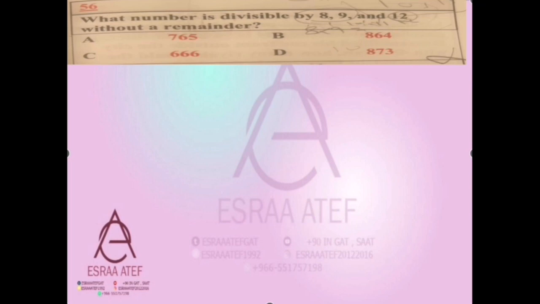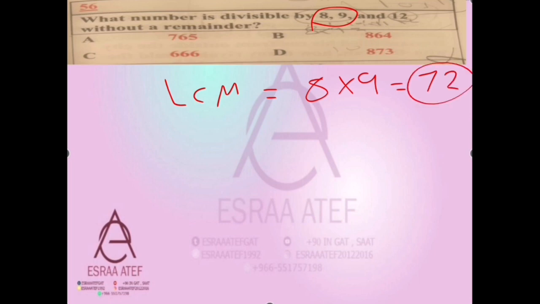Okay, here: what number is divisible by 8 and 9 and 12 without a remainder? We can get this question by two methods. The first method is LCM, which means we will multiply the lowest two numbers, 8 times 9 equals 72. And 72 can be divided by 8, by 9, and also by 12. So we will take it as the LCM.